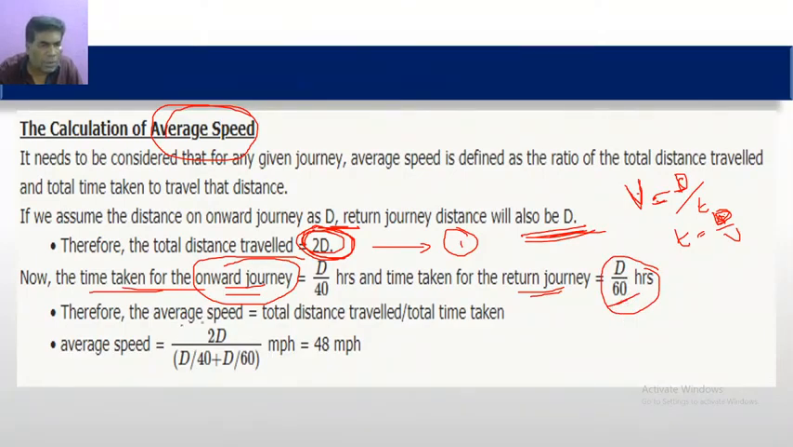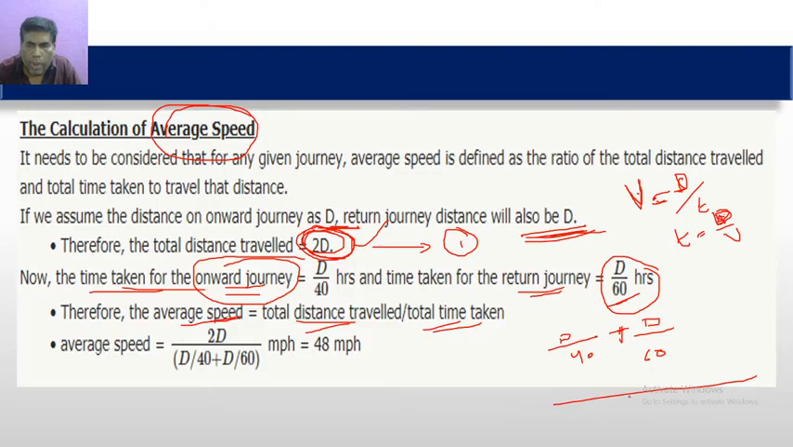So now what is the average speed? Total distance by total time. What is the total distance here? 2d, over d by 40 plus d by 60. What is the value of d by 40 plus d by 60? We have to take the LCM.